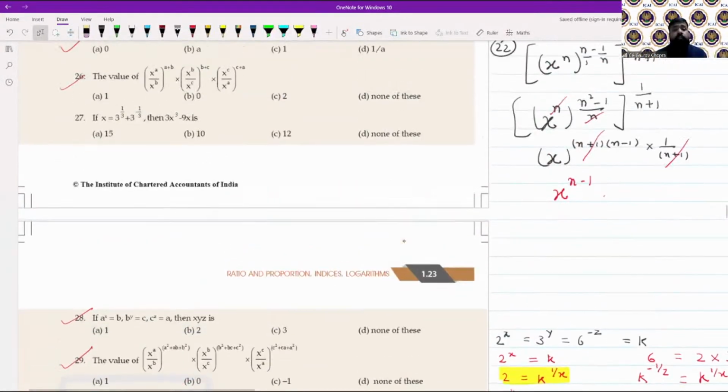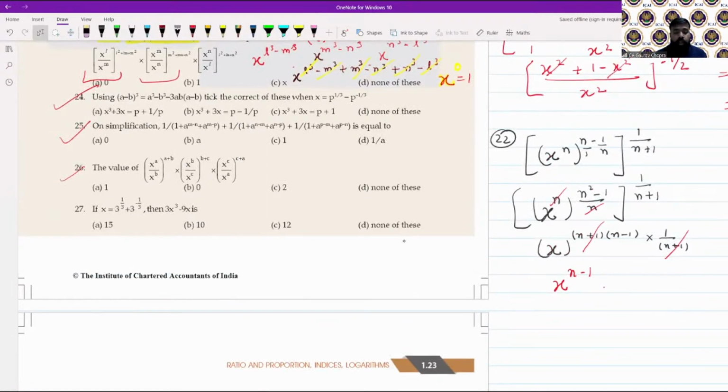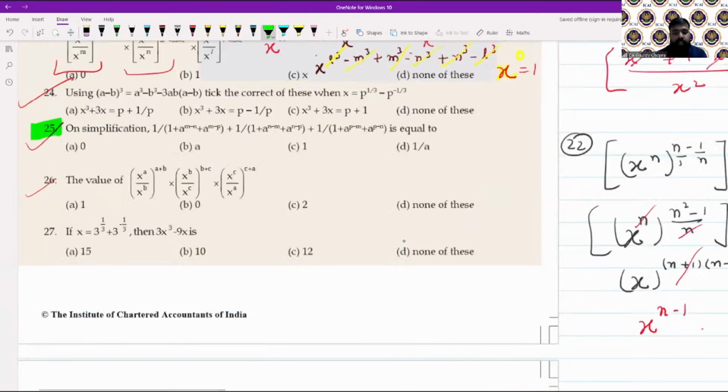So always, whenever you have the cyclical order, no need to simplify, you can just select the answer as 1. Whenever the cyclical order is there, you will get the answer as 1. Otherwise, let's say for 25, if you take the LCM and do the solution, it will become very lengthy. So in the examination, always just check whether it is cyclical or not.